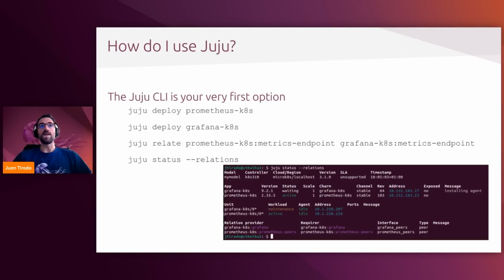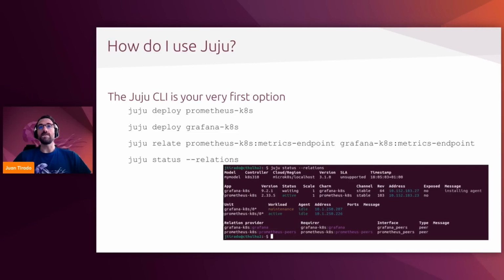And these 4 lines I'm showing you will bring you a deployment of Prometheus for Kubernetes. As you can see there, it's quite easy and straightforward. You deploy Prometheus Kubernetes, you deploy Grafana Kubernetes. These 2 commands will simply interact with the charmhub.io webpage, which is our repository for charms, and install and deploy this in your infrastructure controlled by Juju. Next, we can relate both solutions transparently.